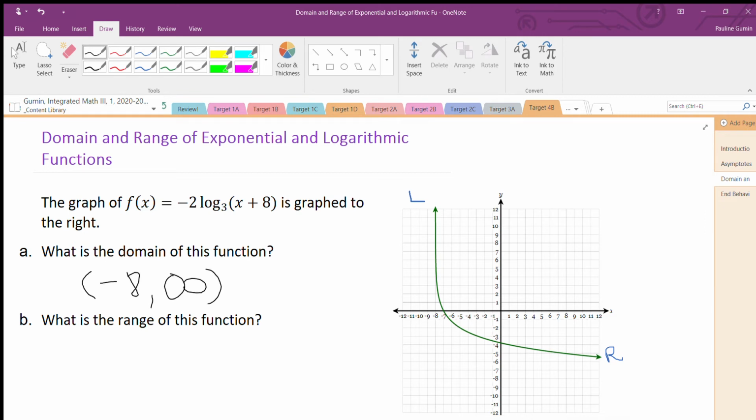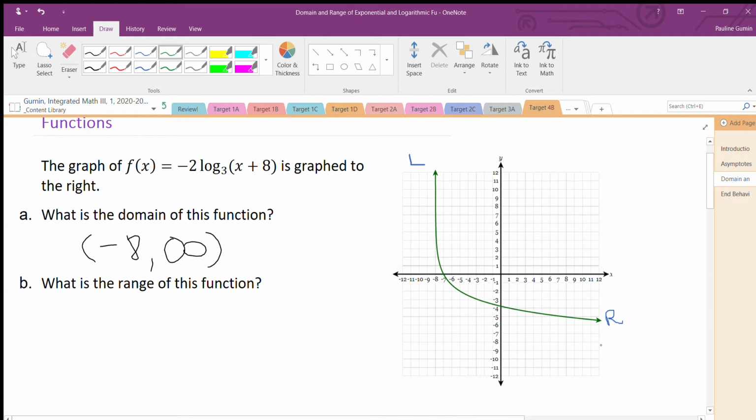Okay, now let's take a look at the range. This one we're looking at up and down. So let's see, what is the lowest it goes? Well, we can't really tell, but it looks like it's going all the way down very, very slowly. So that means we are slowly approaching -infinity.